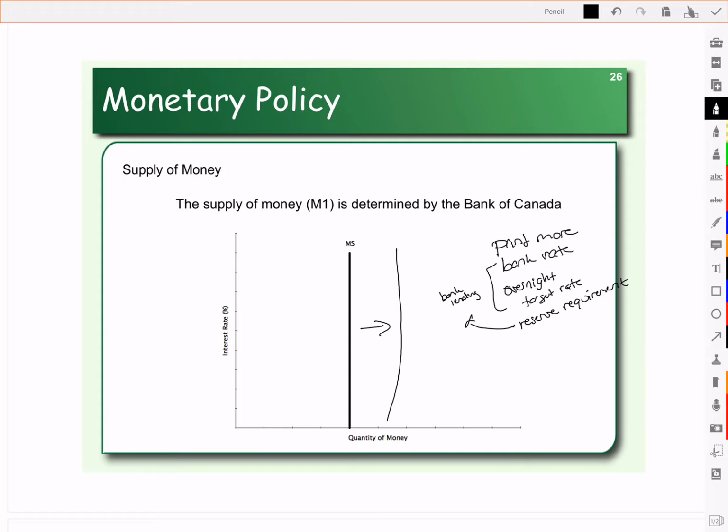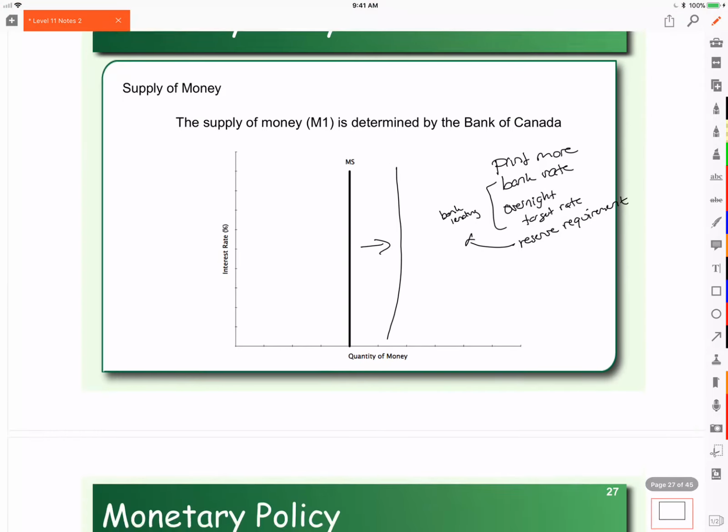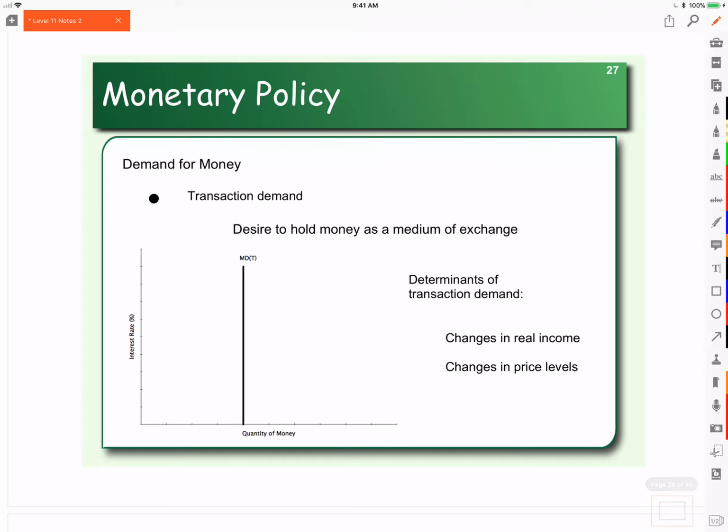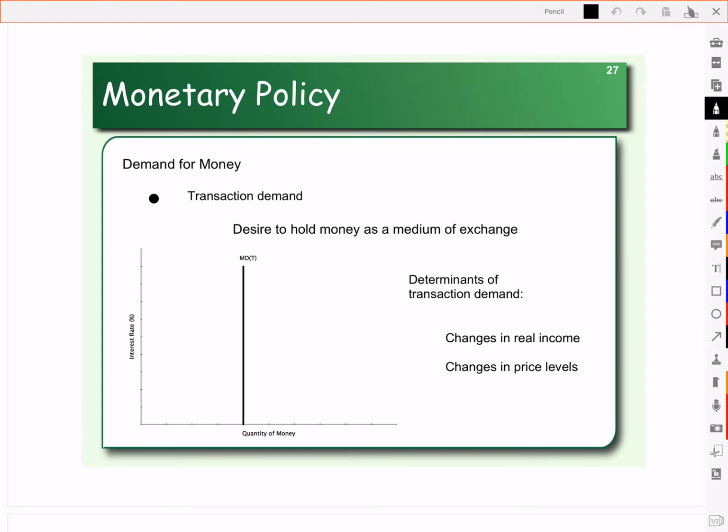So now let's look at the demand for money. When it comes to the demand for money, there are different types of demand for money. And it ties back to what are the purposes of money. So if we think back to the previous level, we need our money to do 3 things. It needs to be a medium of exchange. That is, other businesses and people accept it in exchange for goods and services. It needs to be a store of wealth.